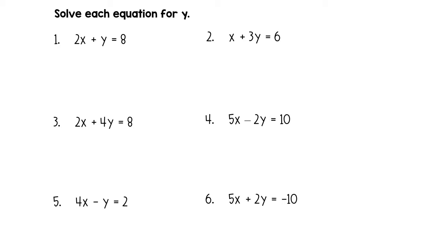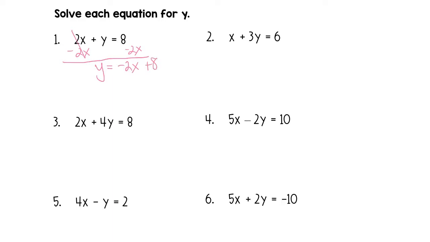So we need to get rid of here this plus 2x. Opposite of plus 2x is minus 2x. So we subtract that from each side. 2x minus 2x cancels, and I'm left with y equals. Let's always put the x in front. Negative 2x plus 8.